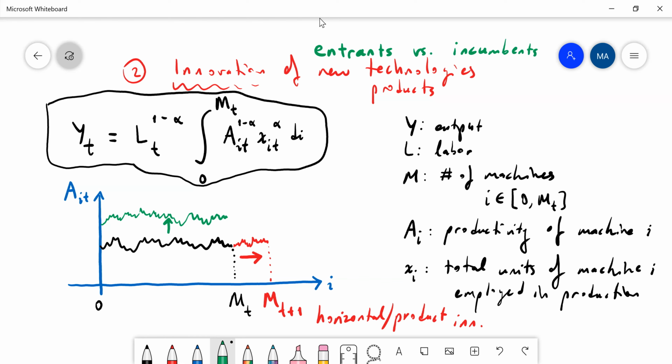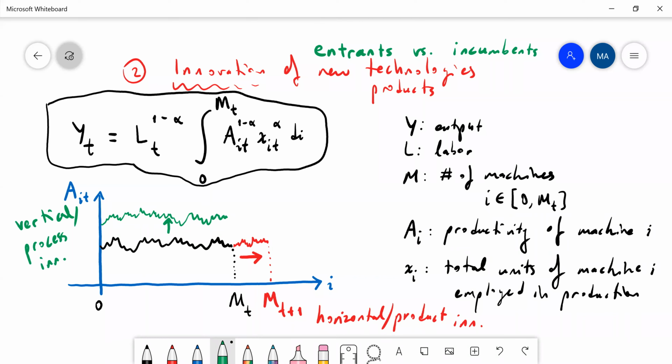Sometimes the entrants are creating better versions or higher productivity versions of these machines, so they replace the original monopolists that produce such goods in that sector. Or sometimes the incumbent firms have their own R&D labs. In their research and development labs, they try to improve their products, right? So this is called vertical or process innovation.